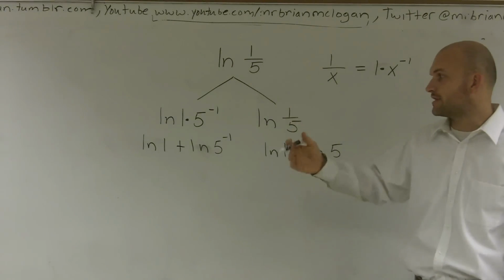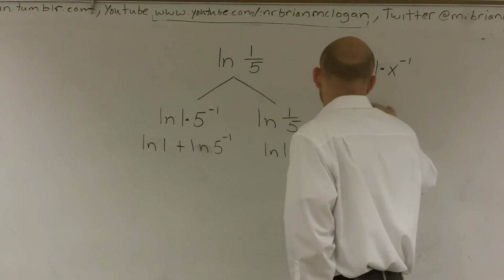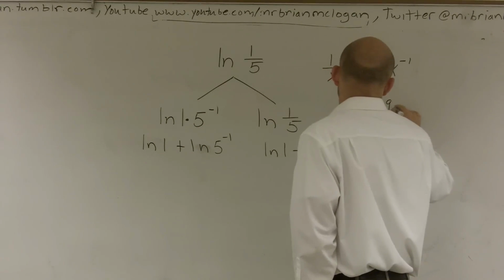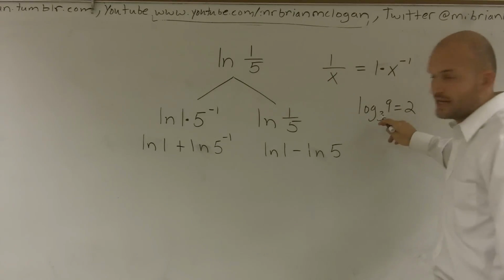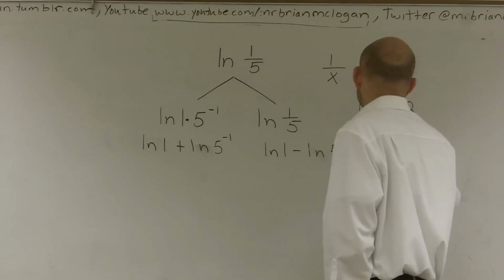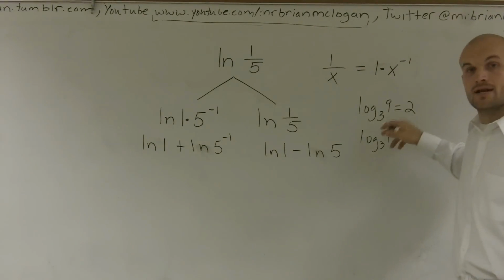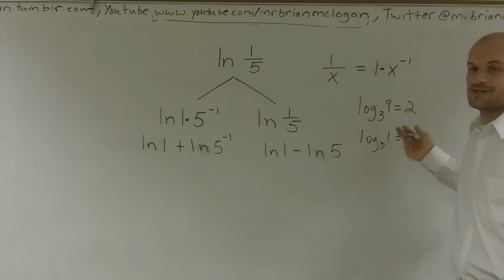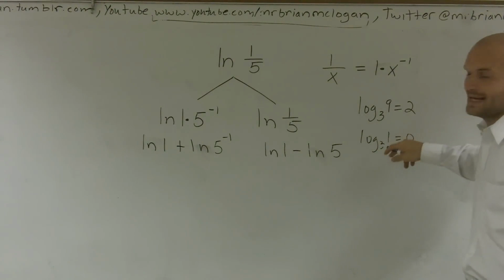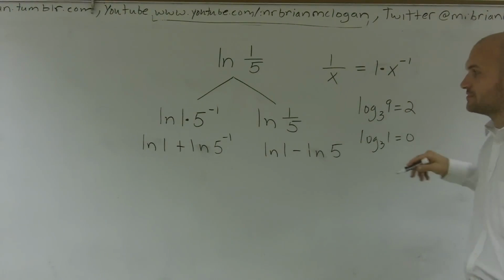Any logarithm, either natural or regular, whenever you're evaluating a logarithm of 1, your answer is going to be 0. Because think about it this way. Log base 3 of 9, that answer is 2. 3 raised to what number gives you 9? 2. Well, log base 3 of 1 equals 0. 3 raised to what number gives you 1? Well, 3 to the 0 power is going to give you 1. So any logarithm evaluated at 1, no matter what the base is, is always going to give you 0.